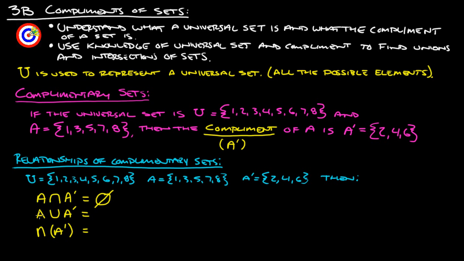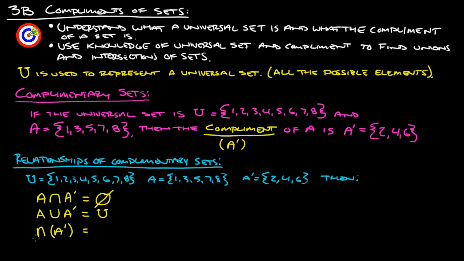Okay? If you take the union of set A and the complement of set A, it's all of those together. So that would be 1, 3, 5, 7, 8 plus 2, 4, and 6. That's always going to be whatever the universal set is, because that's how we find the complement of set A, is finding all of the rest of these that weren't used. So that would always be the universal set.